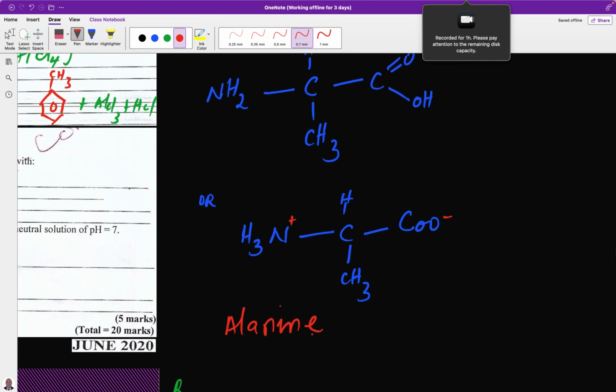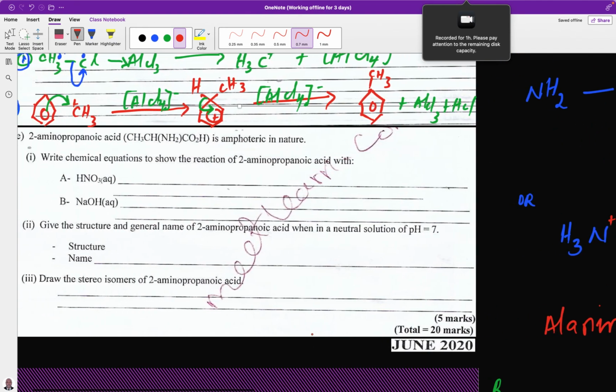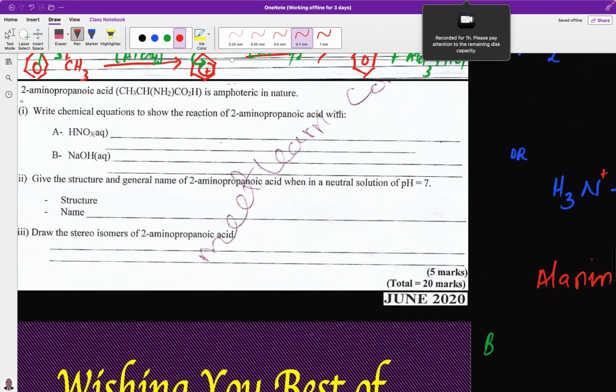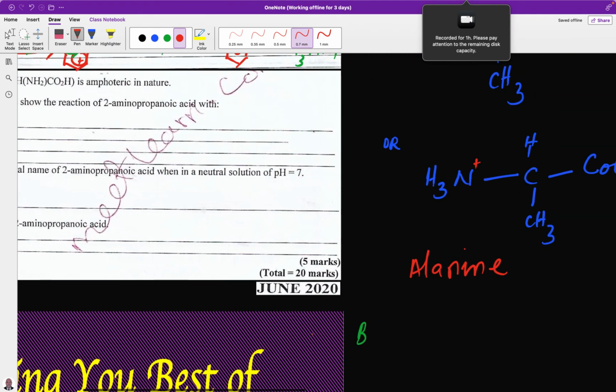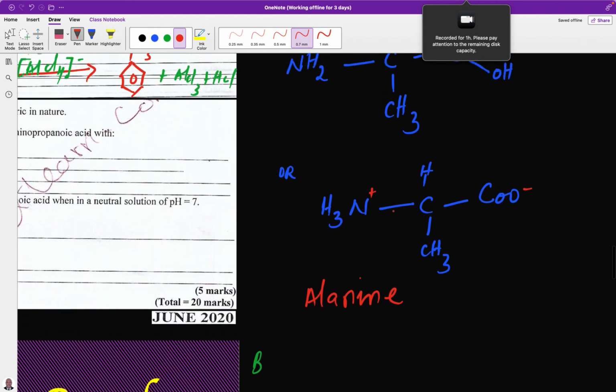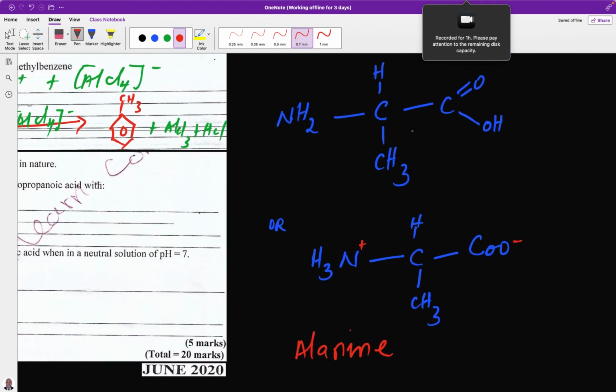Now, the next question is, draw the stereoisomer of 2-aminopropanoic acid. If you look at it critically, we can put this asterisk here, because this compound has 4 different groups attached to the central carbon atom. We call it a chiral carbon atom because it has 4 different groups. This is an amine group, this is a methyl group, this is the hydrogen, and this is a carboxylic acid group. So there are 4 different groups there.